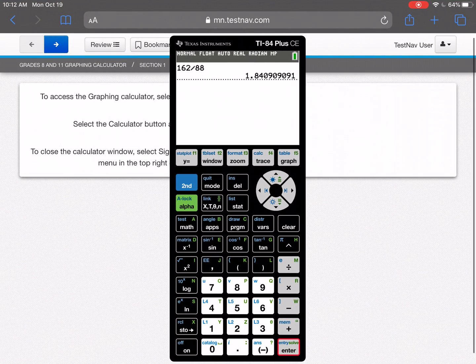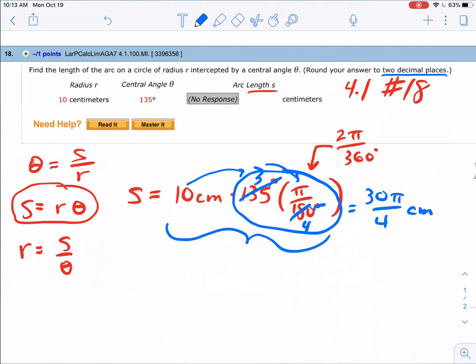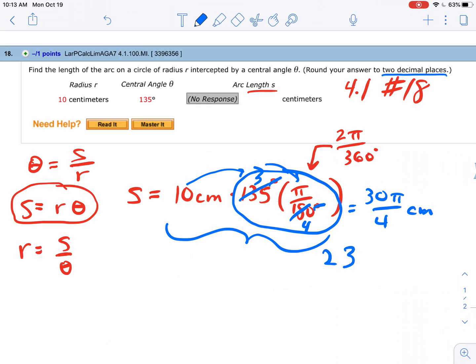So I'm going to take 30 pi, and I'm going to divide by 4, and I get 23.5619. And if they want 2 decimal places, the 1 tells me leave the 6 alone, and so there's my answer, 23.56, and then they have the centimeters on there for you.